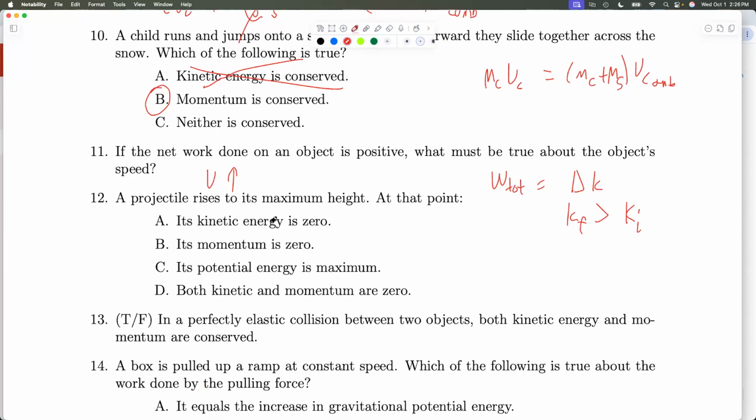At the maximum point, kinetic energy is zero. Velocity is zero, so momentum is also zero. Potential energy is not necessarily a maximum. You can call it anywhere you want. You can call the top potential energy equals negative 1,000. You can call it zero. You can call it anywhere you want zero.